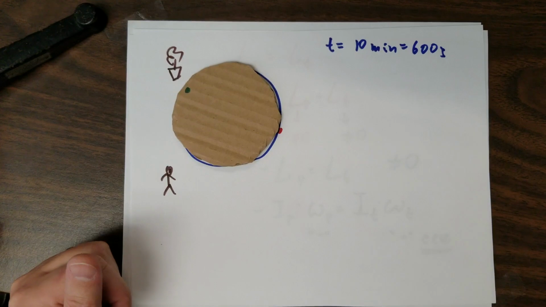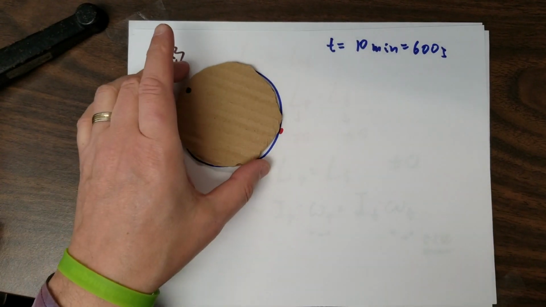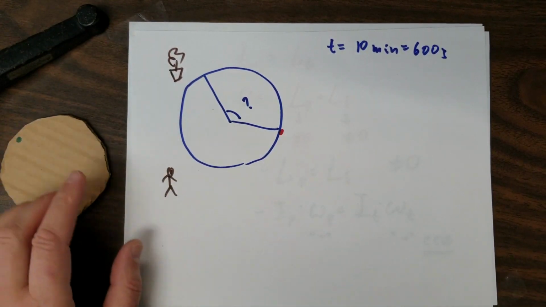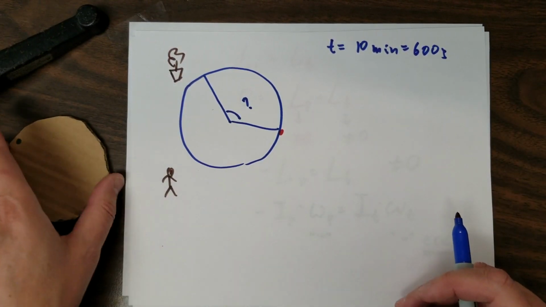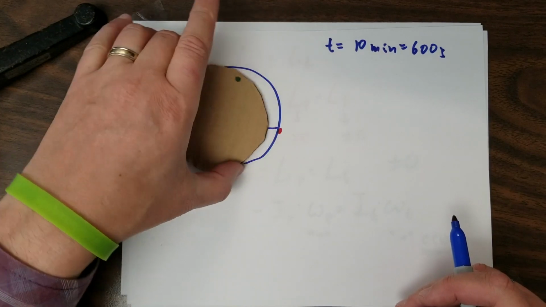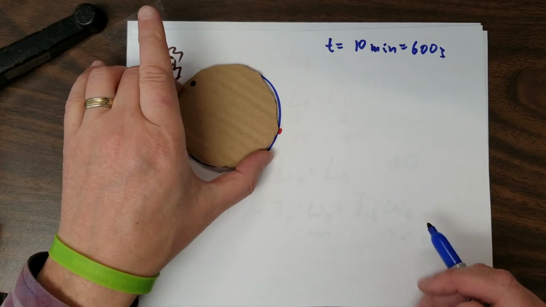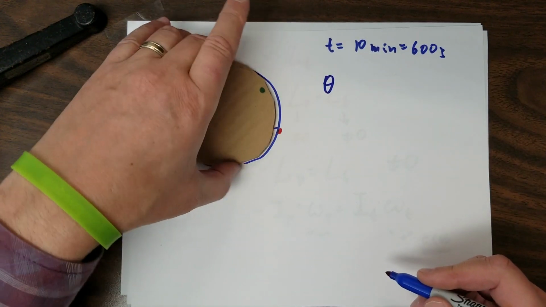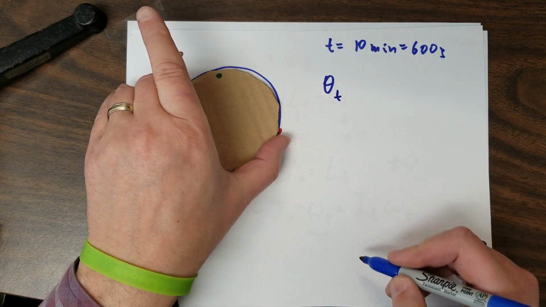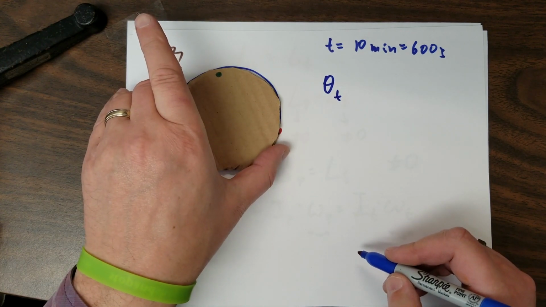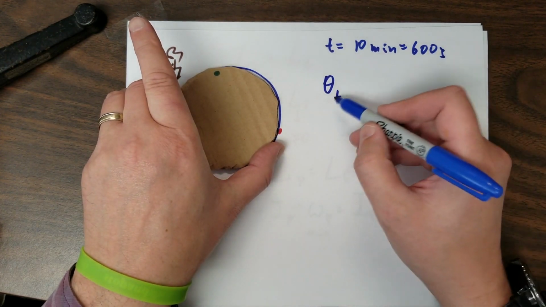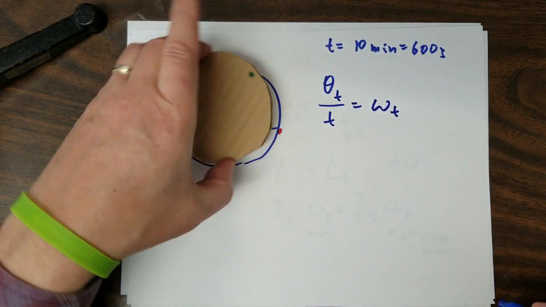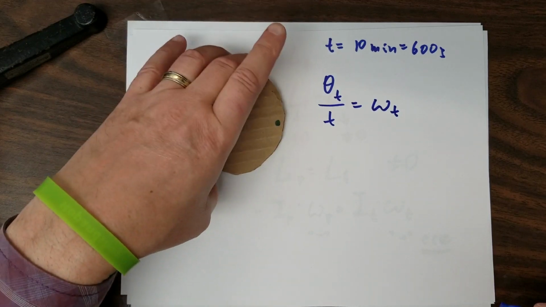So this is the angle, let's call it theta, the turntable makes relative to the ground, and angle over time, that's the angular velocity of the turntable relative to the ground. Okay.